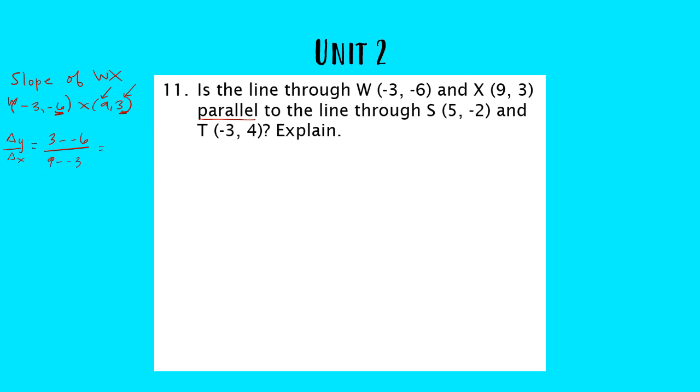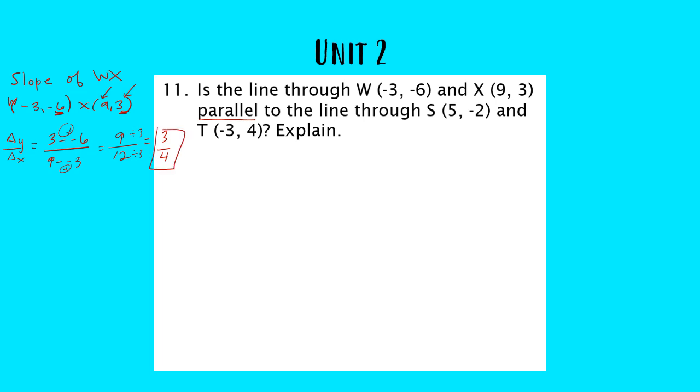So on top, this really becomes a plus. 3 plus 6 would be 9. On the bottom, that becomes a plus. That's 9/12. Always make sure you simplify your fractions, because otherwise they might not match. So I really need to simplify this, and I notice that a 3 can be taken out of both of these. So my simplified slope is 3/4.